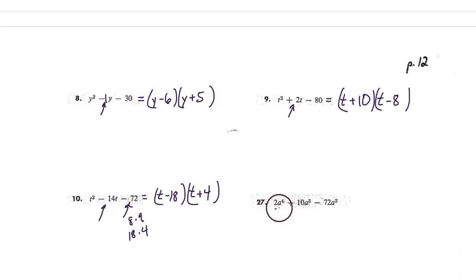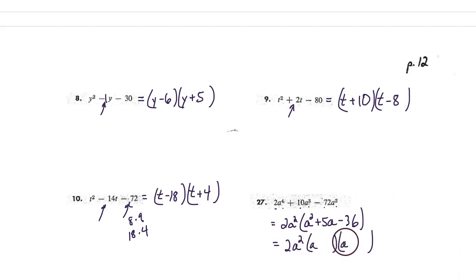Number 27, they all divide by 2. So there is a GCF. And I also noticed that there's a letter A in all of them. So the GCF not only has a 2, but it also has an A squared. This leaves A squared plus 5A minus 36. Now factor the trinomial part using FOIL.